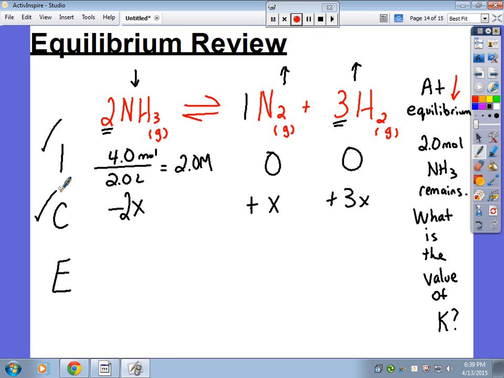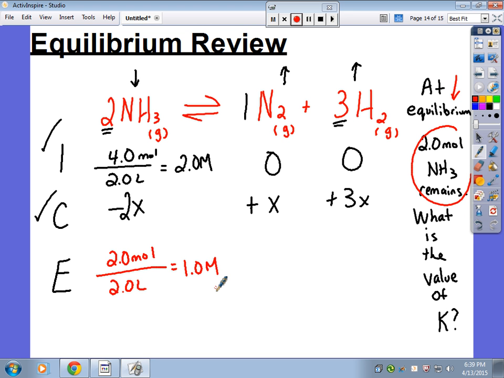What's my value at equilibrium? Well, what's it tell me at equilibrium? It tells me I have 2 moles of ammonia left right here, doesn't it? Okay, 2 moles left. So that tells me I have 2 moles. And guess what? My container is still 2 liters, right? So what's my molarity that's left? I have 1 molar that's left, right? Now, what's true? How do I get that 1 molar?